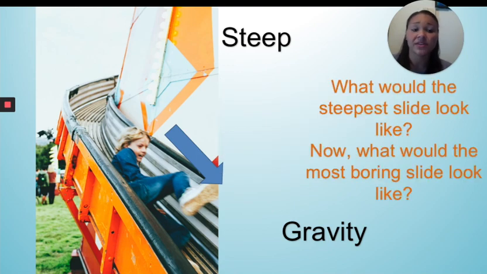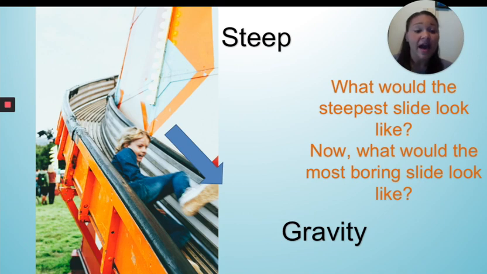Now, I want you to think, what would the steepest slide look like? Pause and talk to a neighbor. Okay, now, if you said that the steepest slide would be almost straight up and down, you are so right. It would have a very, very steep incline.